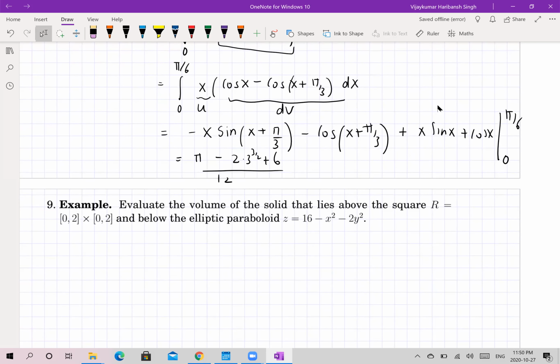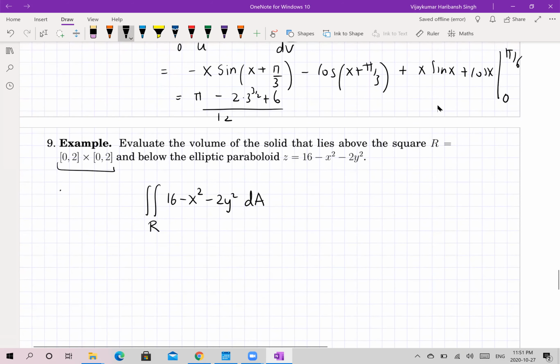Evaluate the volume of the solid that lies above the region, which is a square 0, 2 cross 0, 2, and below the elliptic paraboloid. So again, this is basically the double integral over 0, 2 cross 0, 2 of z, which is 16 minus x square minus 2y square, dA over R. If you're writing it this way, we should write R. This is the volume.